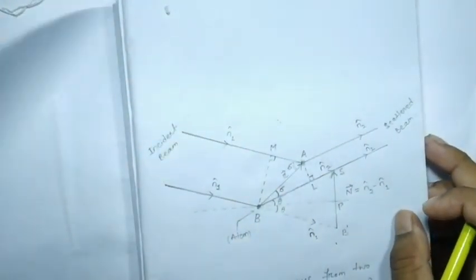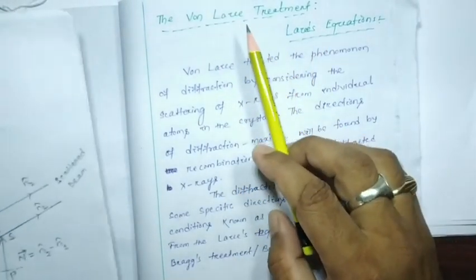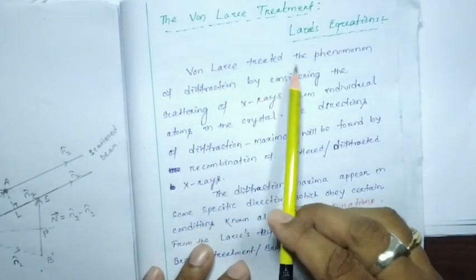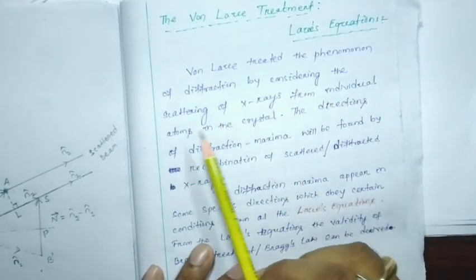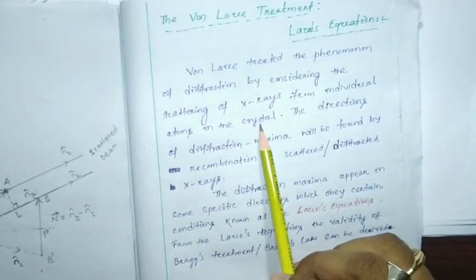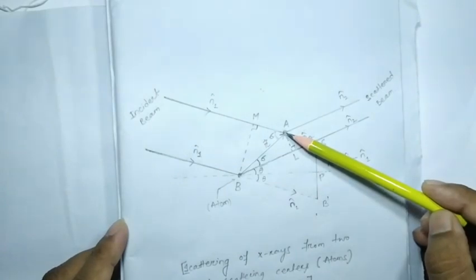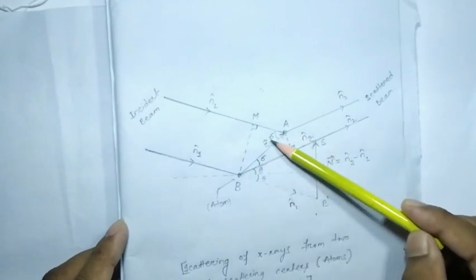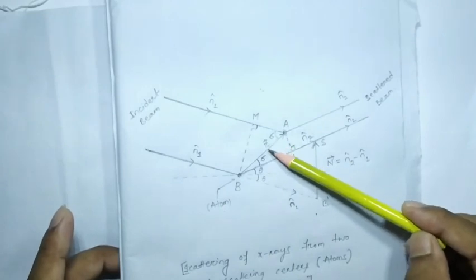As I told you, Van Laue treated the phenomenon of diffraction by considering the scattering of X-rays from individual atoms in the crystal. Here he considered two atoms. Let these be A and B, and the distance between A and B is R. Here R is the position vector from B to A, and the distance will be R.